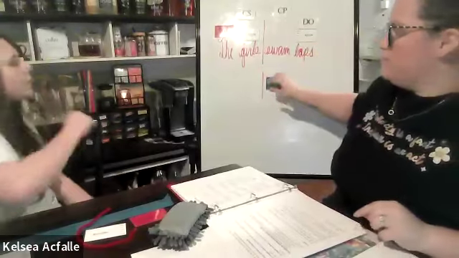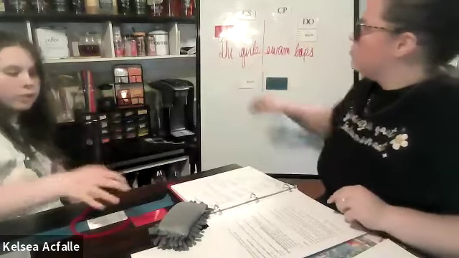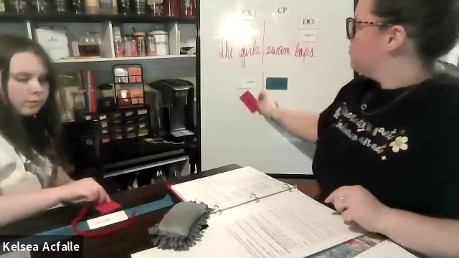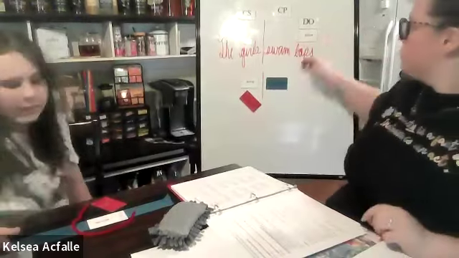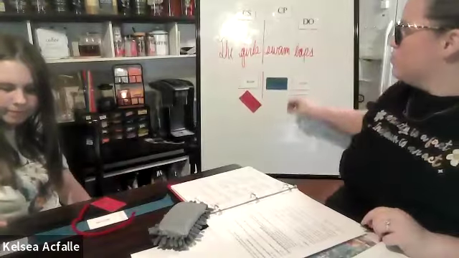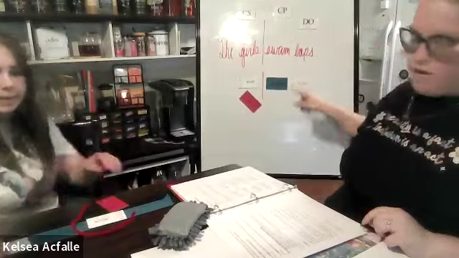What is the action of the sentence? Swam. Who swam? Girls, which is our noun. What type of girls? The girls, which is our article. And then swam what? Laps, which is our noun. Good. Let's read it. Touch and read. The girls swam laps.